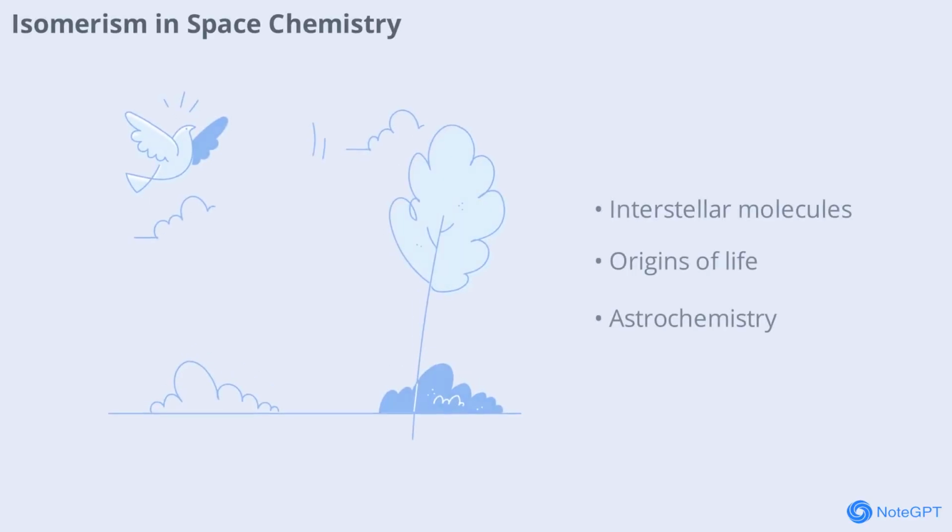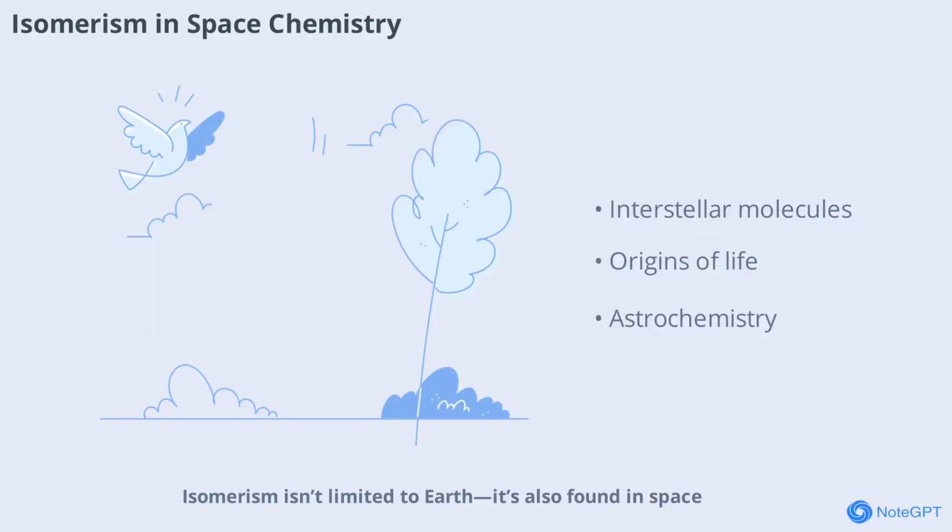Isomerism isn't limited to Earth, it's also found in space. Astronomers have detected isomers of organic molecules in interstellar clouds, providing clues about the origins of life and the chemistry of the universe. Studying isomerism in space helps scientists understand how complex molecules form and evolve in extreme environments, expanding our knowledge of chemistry beyond our planet.